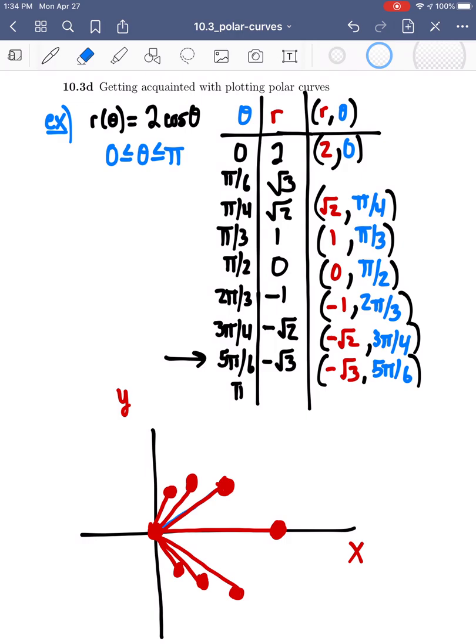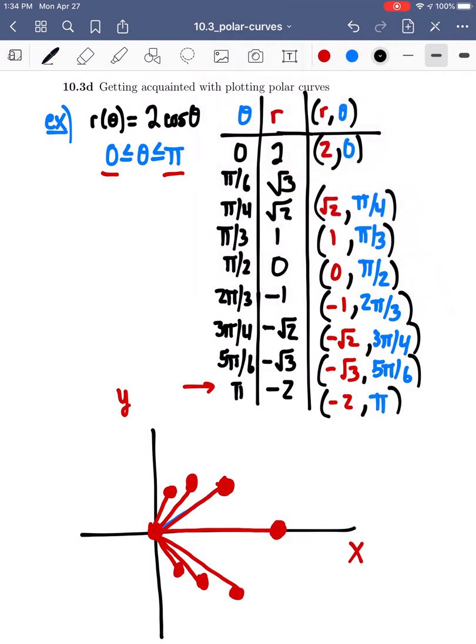All right, and let's consider this final angle, pi. Remember, we're just going between theta values of 0 and pi in this example. So in this last value of pi, r is equal to 2 times the cosine of pi, which gives us a minus 2. So r here is again negative. It's negative 2 now. We're at an angle of, well, pi.